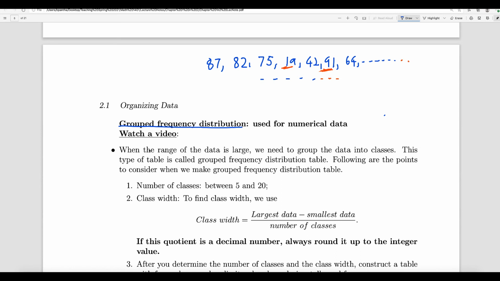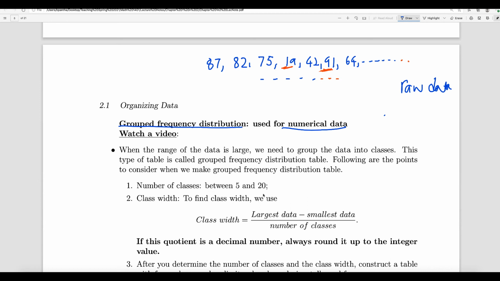Okay, so let us read what the rules are to make a grouped frequency distribution. Meaning, if the data are numerical, then how do we write this raw data in a nice tabular form? When the range of data is large, we need to group the data into classes. This type of table is called a grouped frequency distribution table. Following are the points to consider when we make a grouped frequency distribution table. The number of classes must be between 5 and 20.